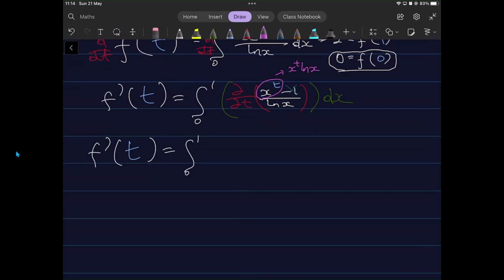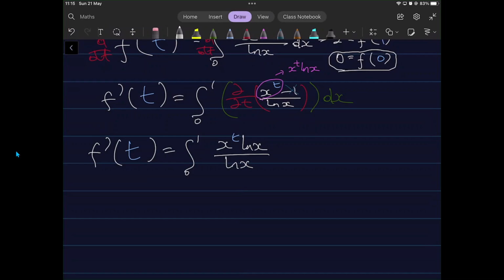So let's say you wanted to differentiate 2 to the power of t. That would just become 2 to the t ln 2. This is the same thing as that, except instead of a 2 we have an x. So we end up with x to the power of t ln x like this. I'll write it in white. x to the power of t ln x, and on the denominator we have ln x.